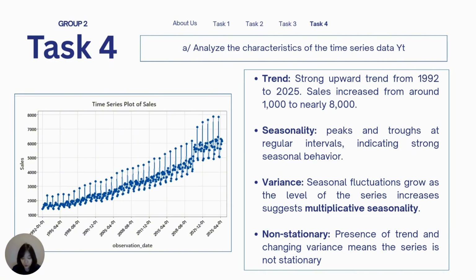The variance also grows with time, which is typical for non-stationary data. The seasonal fluctuations grow as the level of the series increases. This suggests a multiplicative seasonality. The presence of trend and changing variance means that the series is non-stationary.